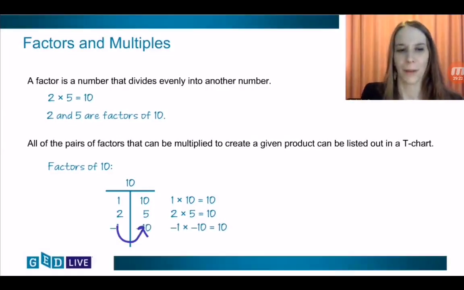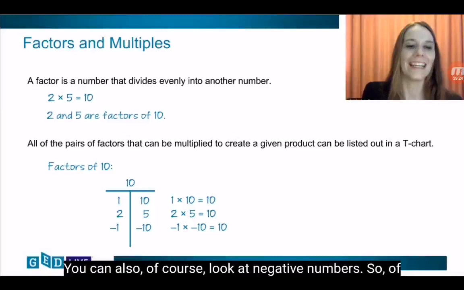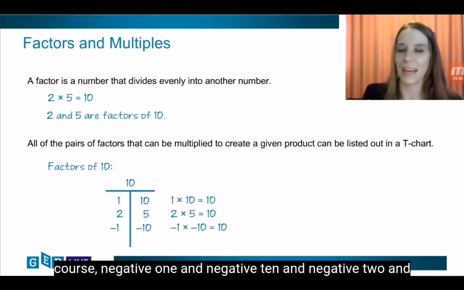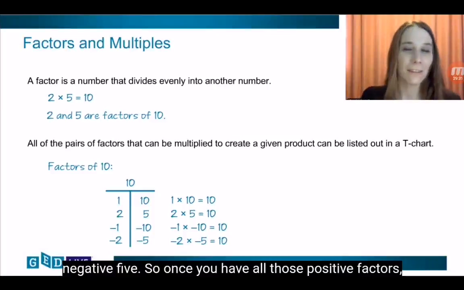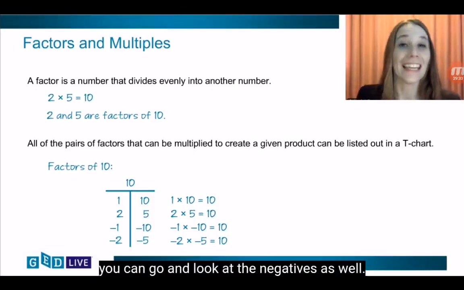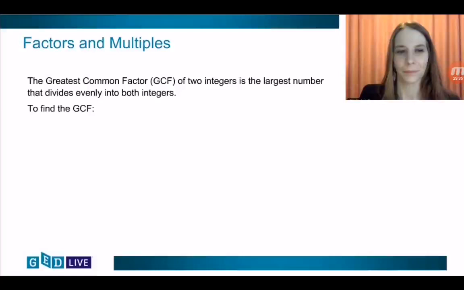t-chart. You can also, of course, look at negative numbers. So, of course, -1 and -10, and -2 and -5. So once you have all those positive factors, you can go and look at the negatives as well.